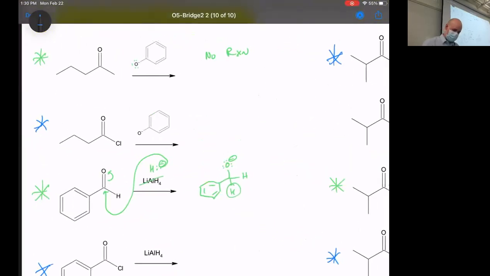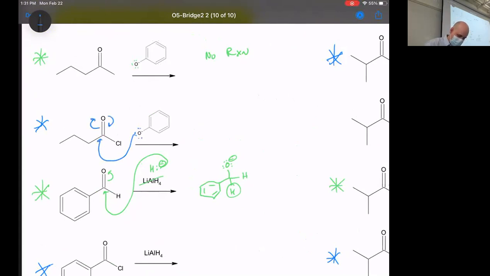Okay, so here we go. We've got an O minus. That's a strong nucleophile, right? Is it going to attack an acid chloride? Yes. So notice above, those strong nucleophiles that aren't fiercely strong, they don't attack ketones or aldehydes. But they do attack acid chlorides because every nucleophile attacks acid chlorides.